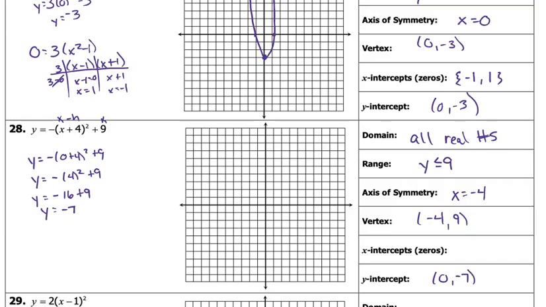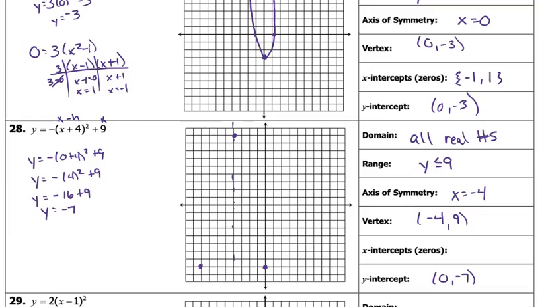0, 1, 2, 3, 4, 5, 6, 7 is way down here. Now let's go back and put in our vertex. We said negative 4, 9. 1, 2, 3, 4. 9 is way up here. So we're 4 away. That means if this is my axis of symmetry, it's 4 this way. It's also 4 this way. 1, 2, 3, 4. So this is sort of my rough parabola.